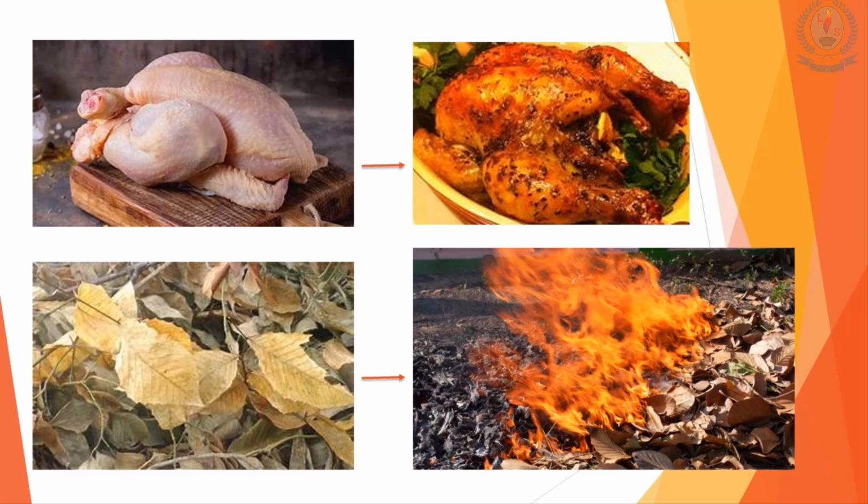In the second picture, you can see when leaves are burned, the leaves are turned to ash and cannot be changed back to their original form. This is an irreversible change. So what happened in there? A new substance has been formed.